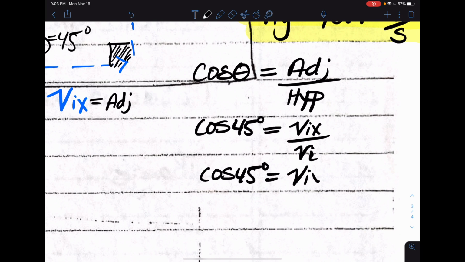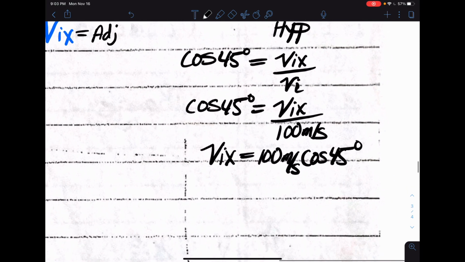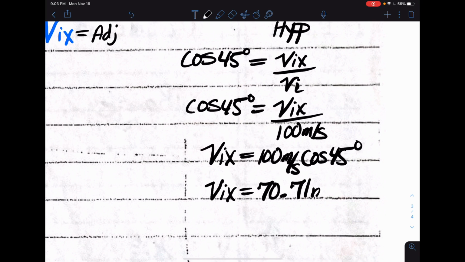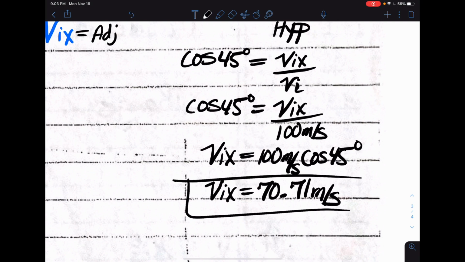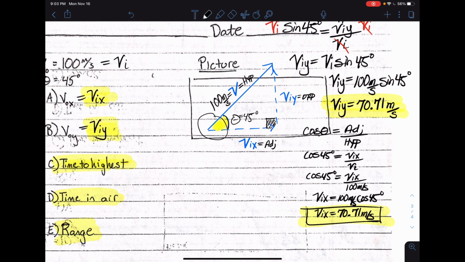VIX we don't know, but we do know VI is 100. So VIX, multiply both sides by 100, is equal to 100 meters per second times the cosine of 45. Plug this in our calculator, and it should be exactly identical to 70.71. Okay, and there's our answer for part A. Okay, good.